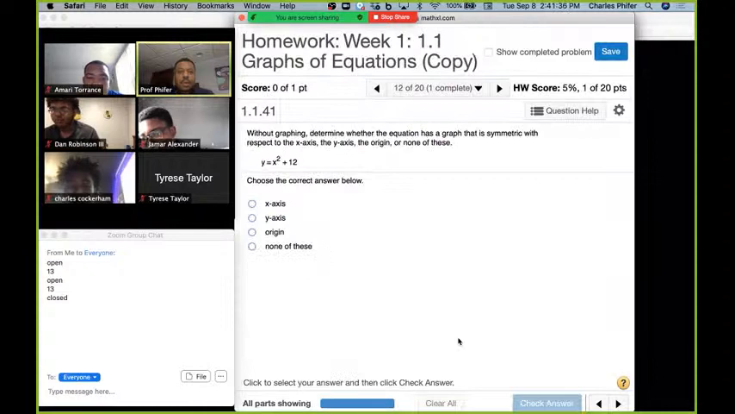So it says without graphing, determine whether the equation has a graph that is symmetric with respect to the x, the y, and the origin, or none of these. Okay, yeah, let's work through this one. Here. So let's do some paper. Let's do some graph paper.